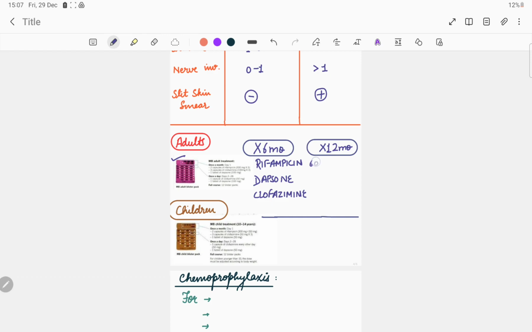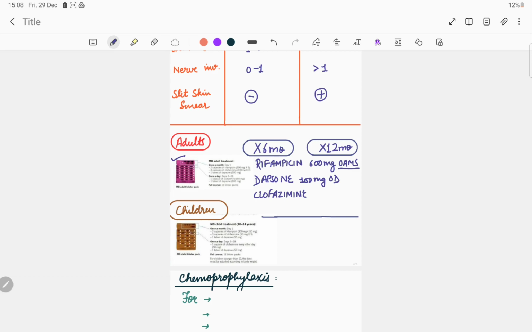Rifampicin is given at a dose of 600 mg. This is an adult dose. Okay, so for adults it's the maroon kit, for children it's a brown kit. 600 mg OAMS. Dapsone is 100 mg OD. OAMS is once a month supervised.